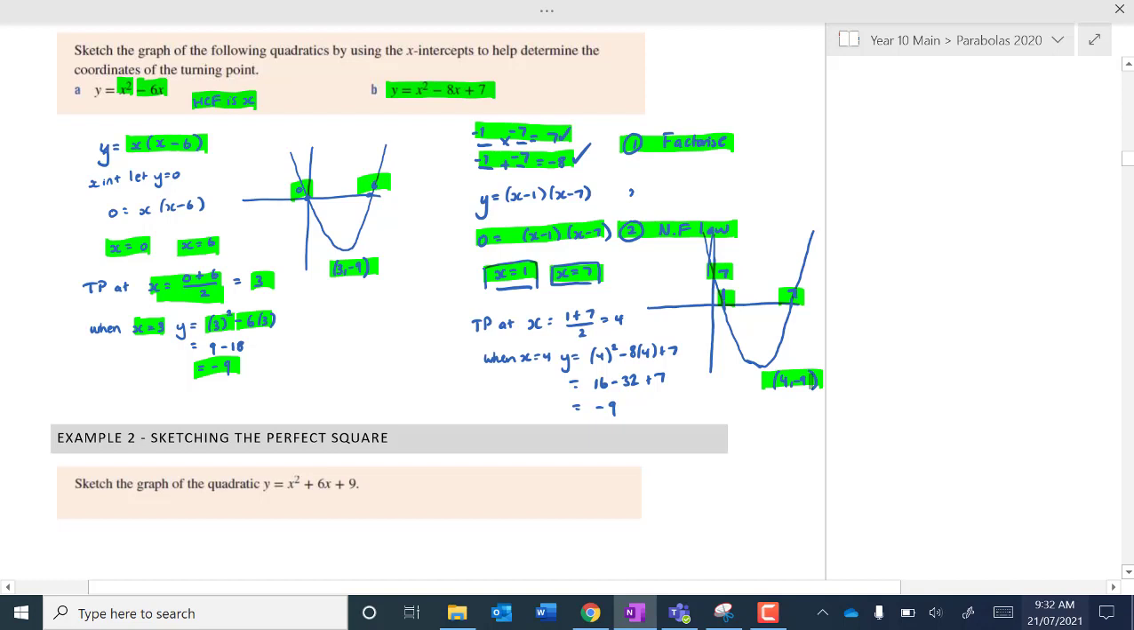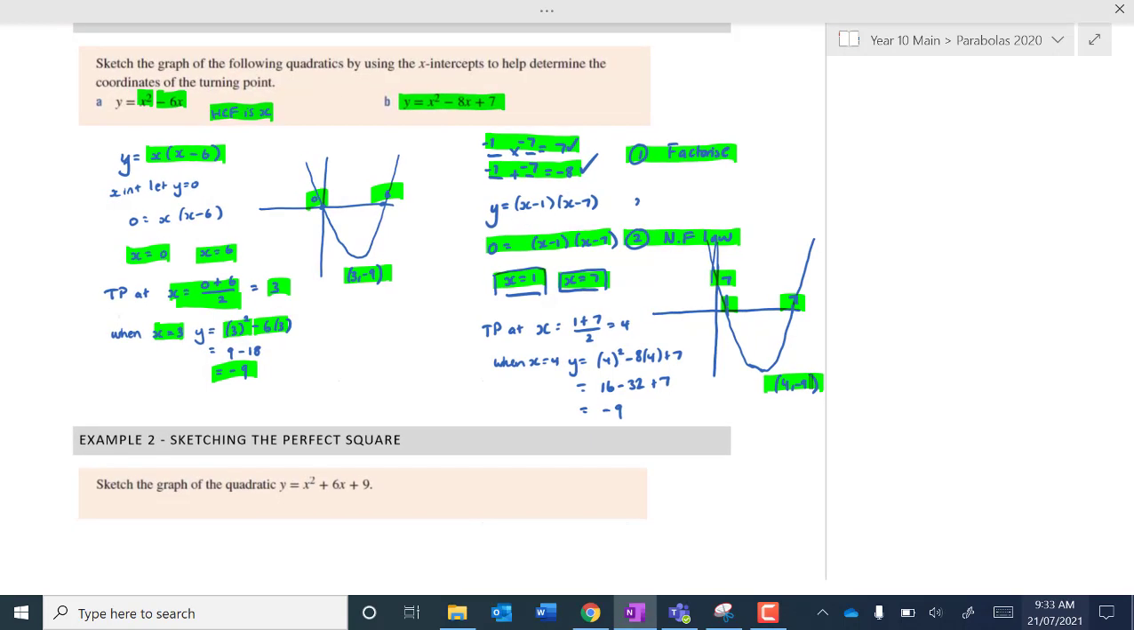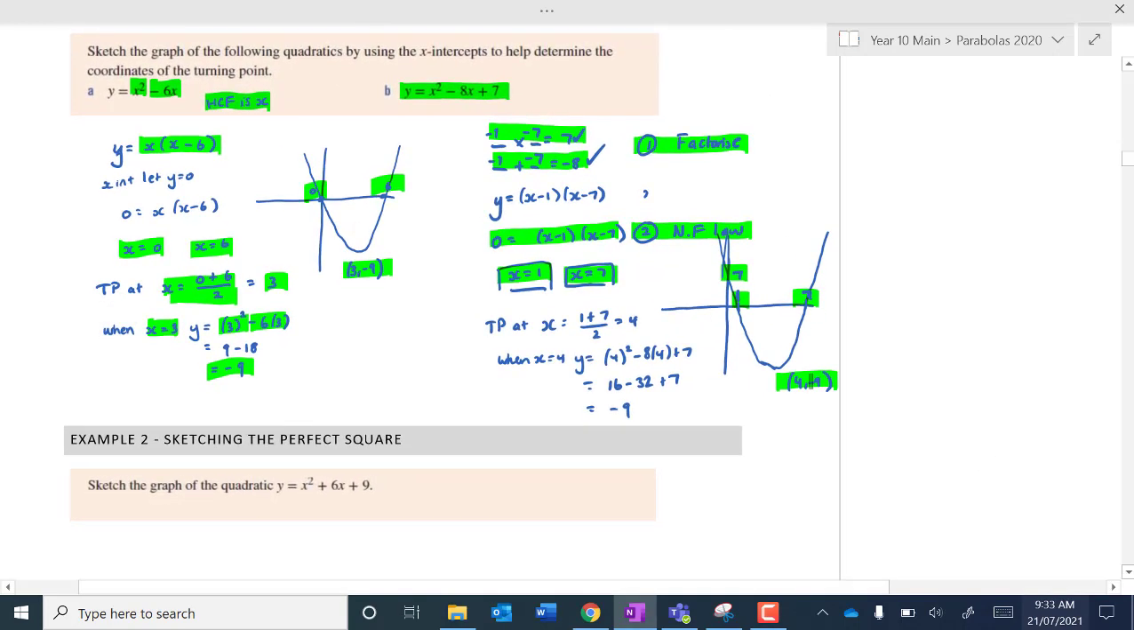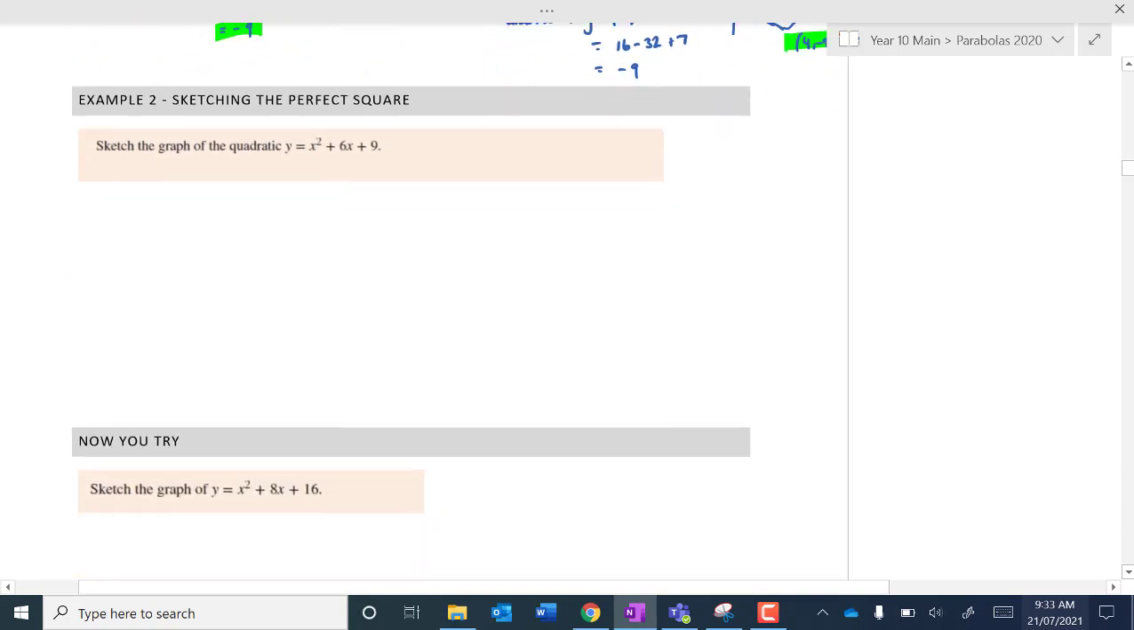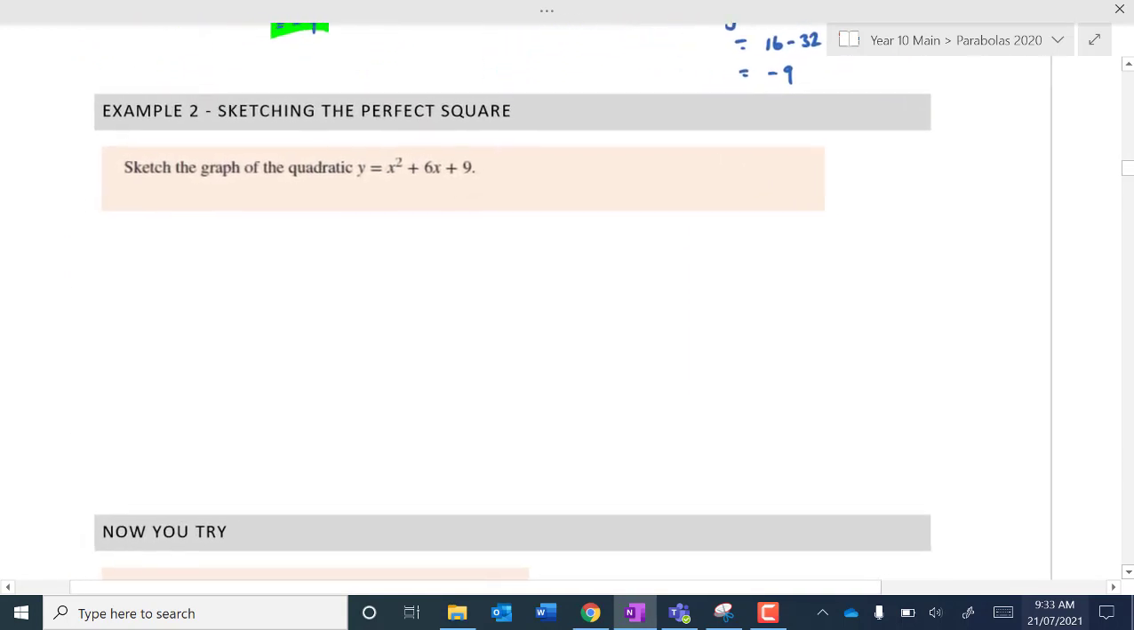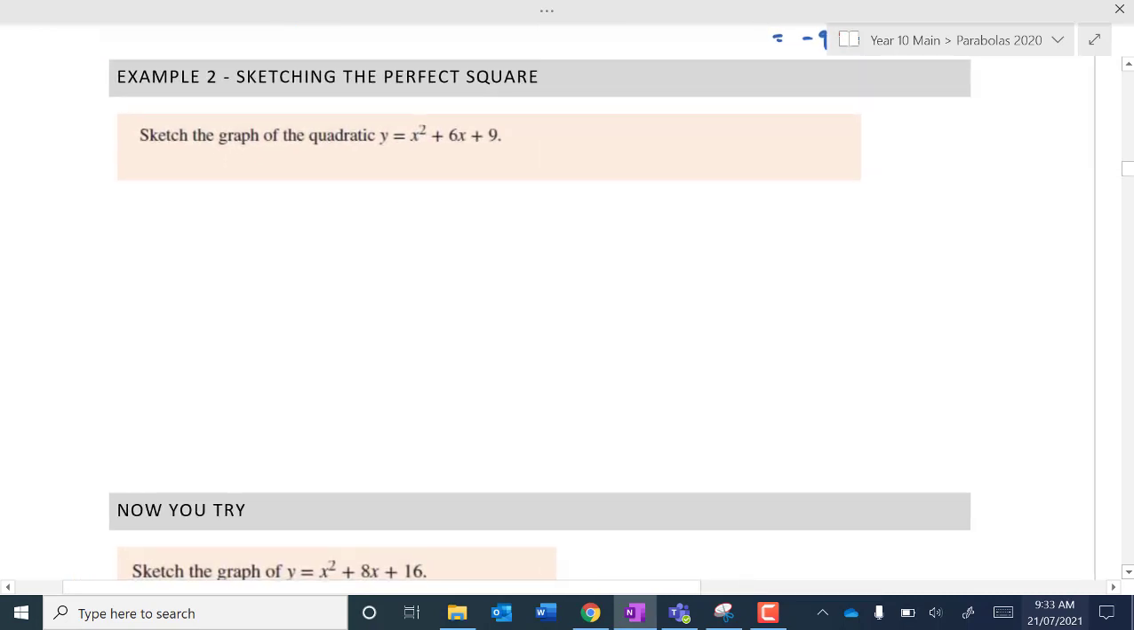Okay, so I'm not showing too much extra working that you don't need to show. You really should be setting out your questions like this. Now, there's one last thing I wanted to go through with you, and I'll do it really quickly with just one example, and that's when we're sketching the perfect square.